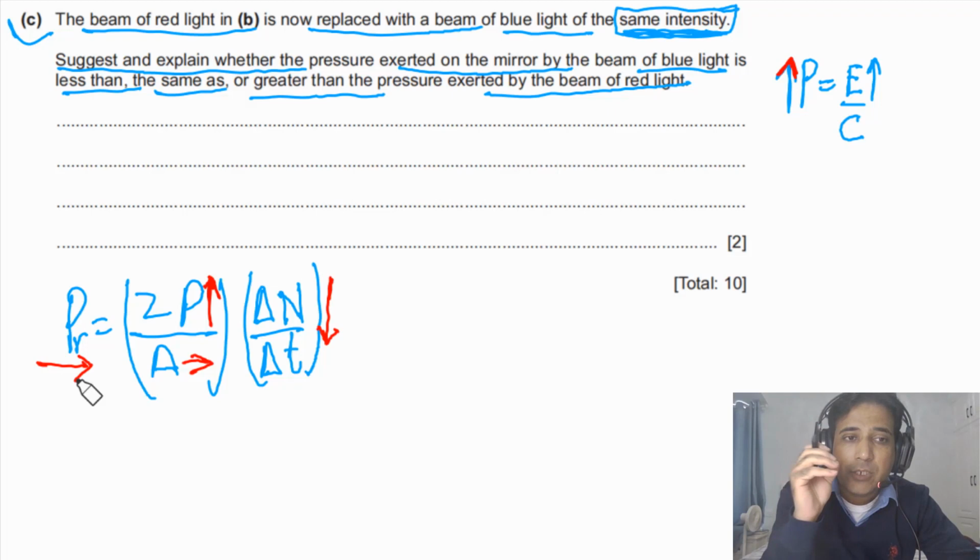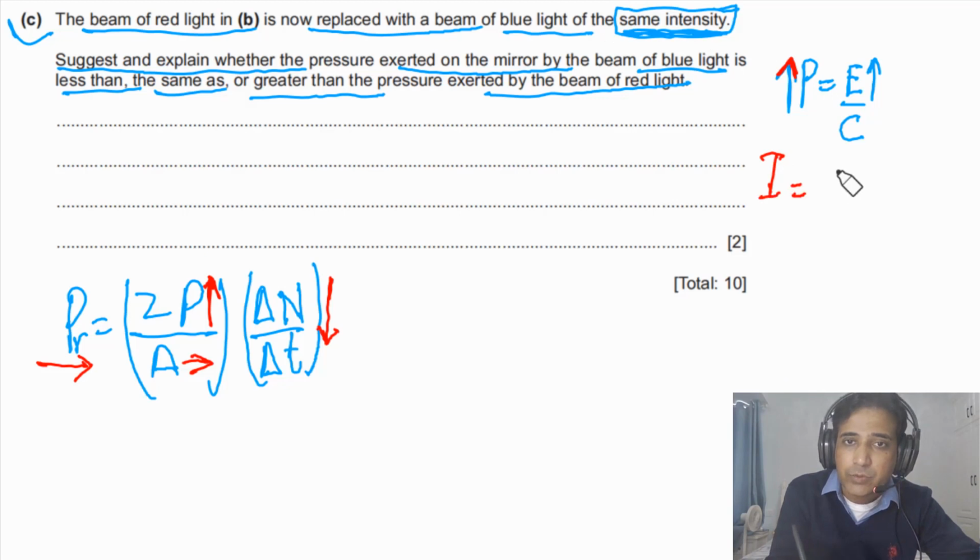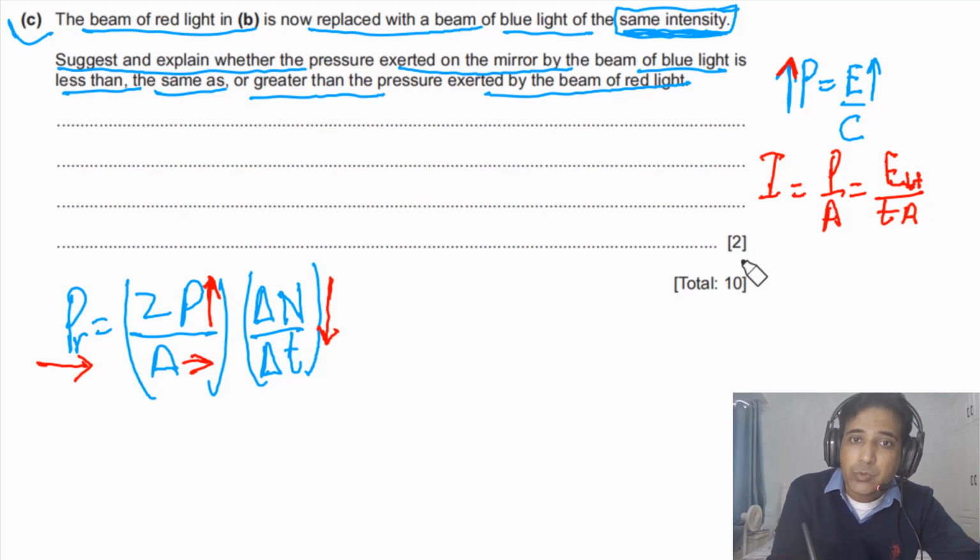Now let me explain this in a better way. Intensity is the same. Intensity is equal to P over A, as we have discussed already, and we can say this is equal to the total energy, E total, over T times A. Total energy is N times the energy of a single photon. So this is the energy of a single photon divided by T times A, and here we have the intensity.